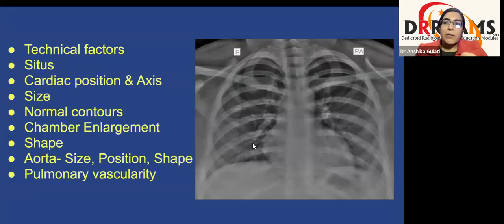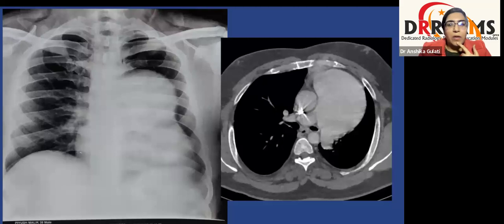There will be a batwing appearance or the curly lines. The curly B lines will be seen in the CP angles, and curly A lines will be seen in the perihilar location. So we have to comment about that. And this was a case of isolated main pulmonary artery aneurysm. You see there is a prominent bulge in the region of the upper part of the left heart border.